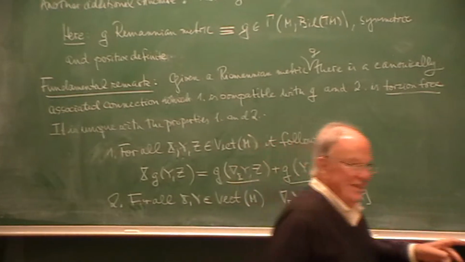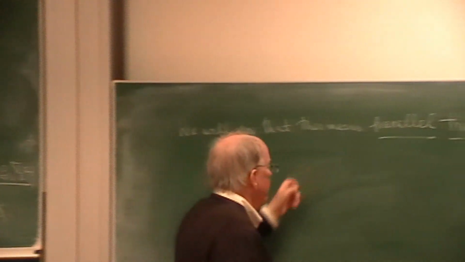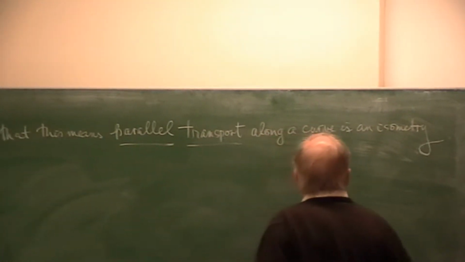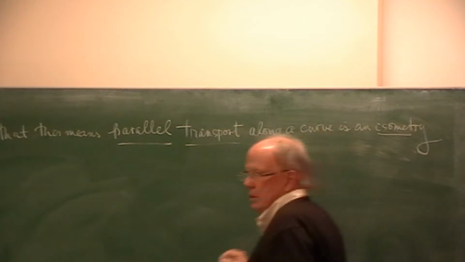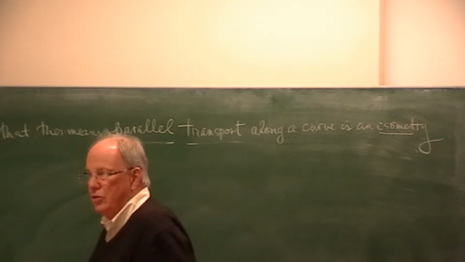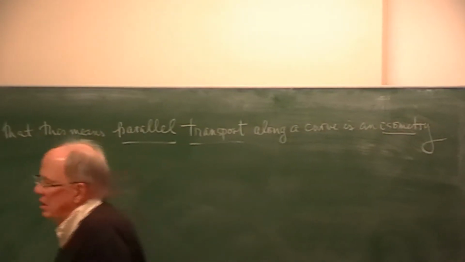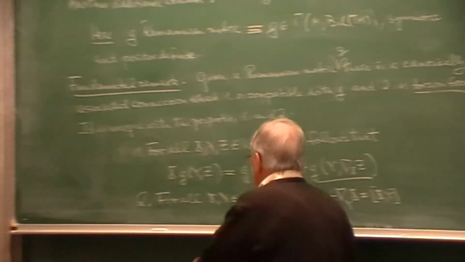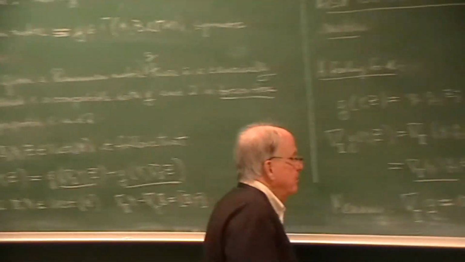Okay? That means, because the connection tells you how to go from one place to another, that along a curve, parallel transport is an isometry. Isn't that interesting? So it's a formal algebraic condition, but it's a very important condition. This other condition is a little bit deep.